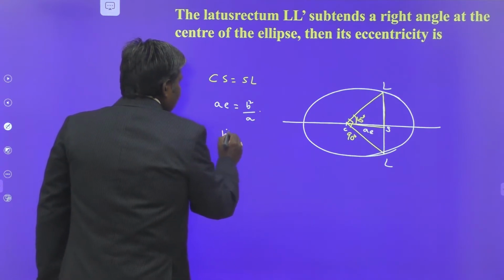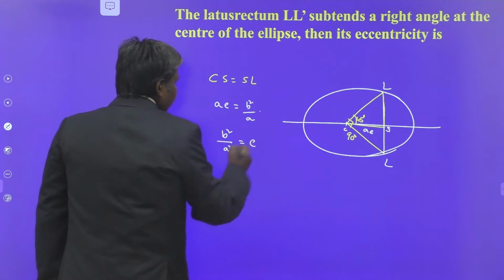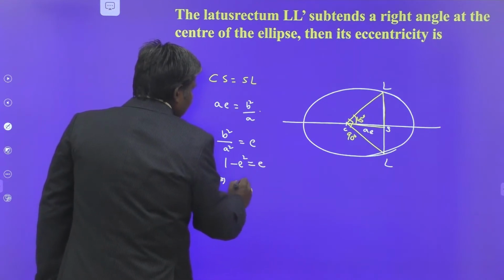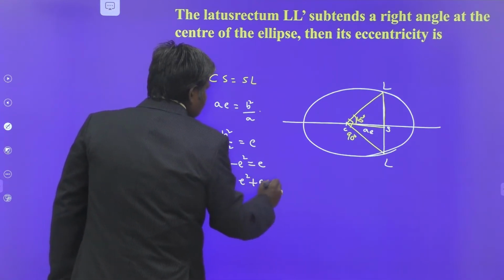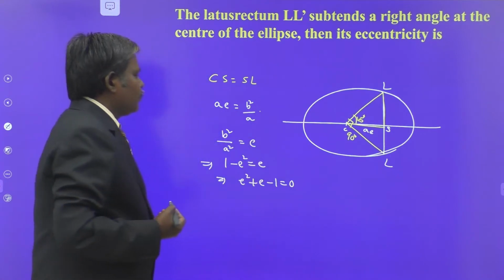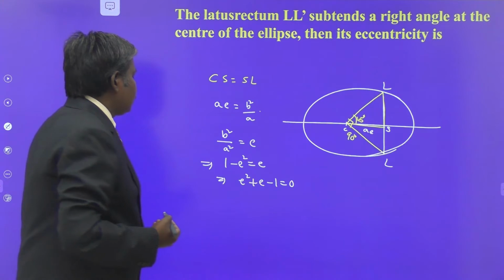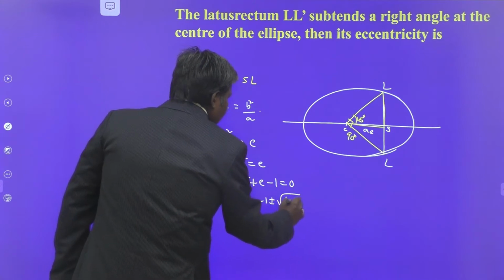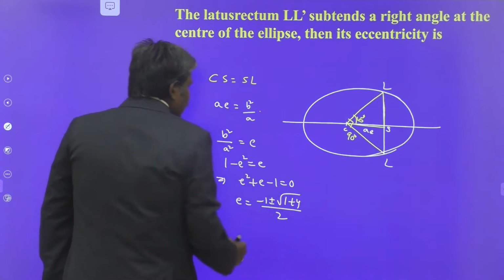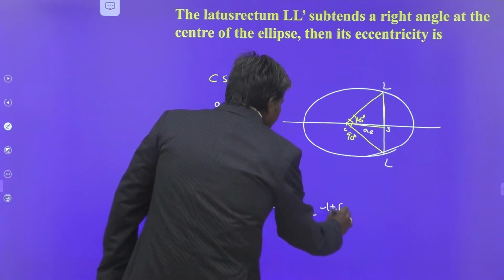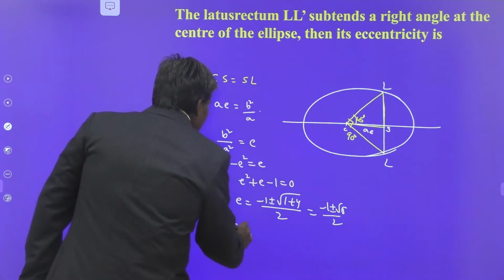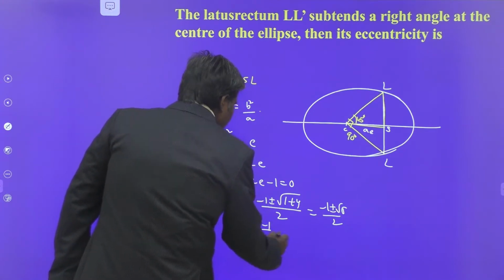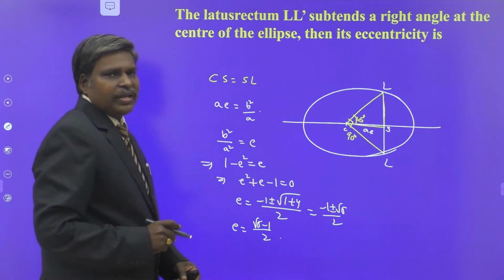Therefore b square by a square equals e. That means 1 minus e square is equal to e, which implies e square plus e minus 1 equals 0. So e equals minus b plus or minus root of b square minus 4ac by 2a, that is minus 1 plus or minus root 5 by 2. Eccentricity is always positive and less than 1, so we take root 5 minus 1 by 2. The eccentricity of this ellipse is root 5 minus 1 by 2.